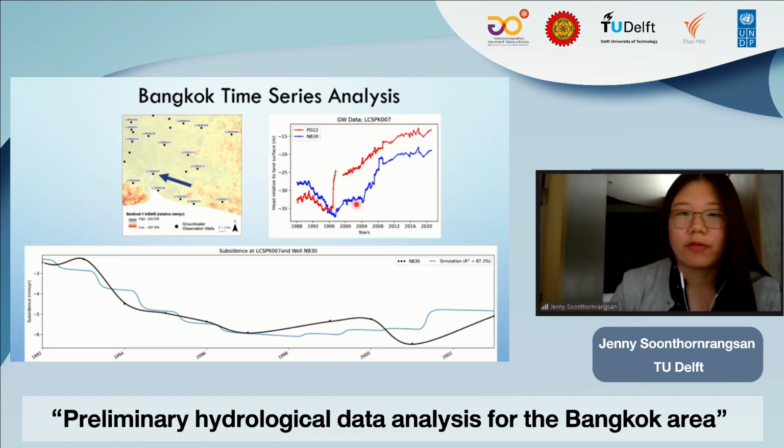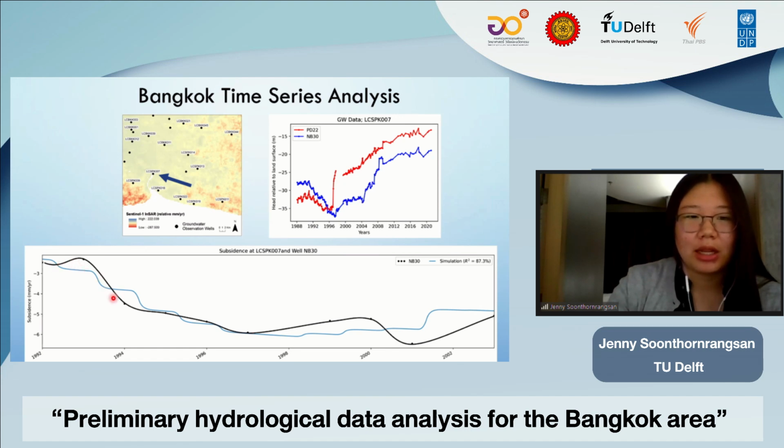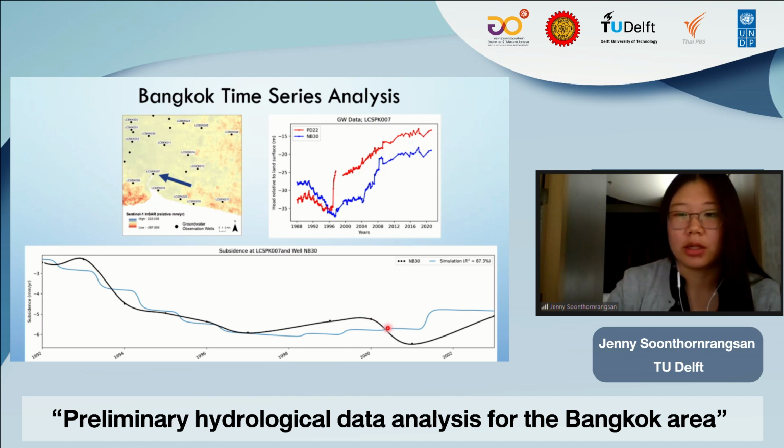This is our first look at simulating subsidence for this well NB30, and our observations from benchmark leveling campaigns are shown in black. You see that subsidence in that region, in that period, was around 5 millimeters per year, which coincides with what Wim talked about earlier. Our simulation, based on the inputs that we gave, is shown in blue, and it's fitting relatively well with an R squared of about 80-ish percent.